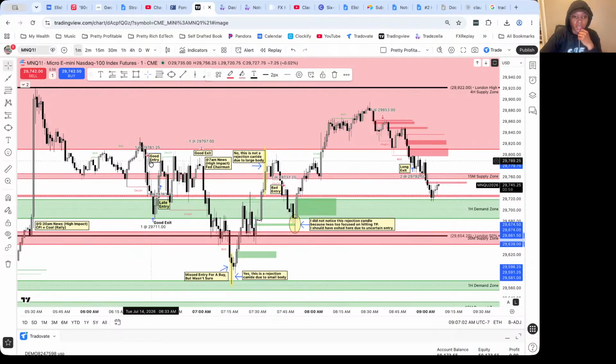So I had a good entry because I had a rejection candle. I had a gap that already formed, and I had a rejection candle off of that. The following candle closed below it, so that confirmed entry. I exited at the bottom. And then there's opportunity.